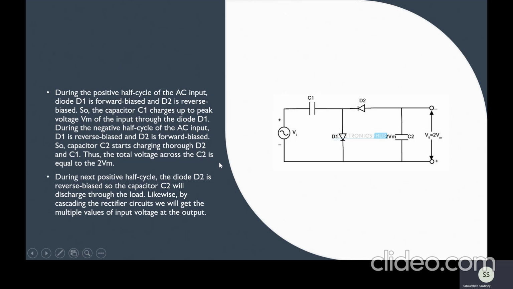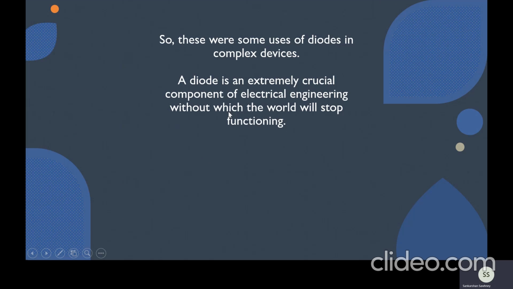During the next positive half cycle, the diode D2 is reverse biased, so the capacitor C2 will discharge through the load. Likewise, by cascading the rectifier circuits, we can get multiple values of input voltage at the output according to our need. So now I conclude my presentation.